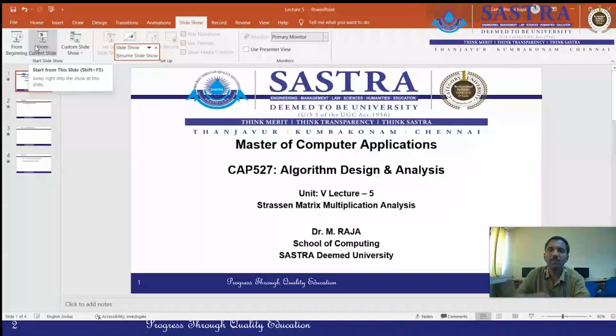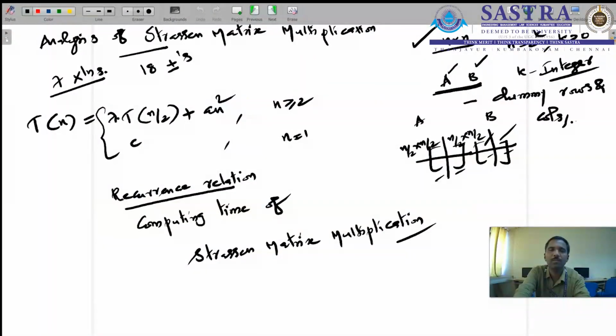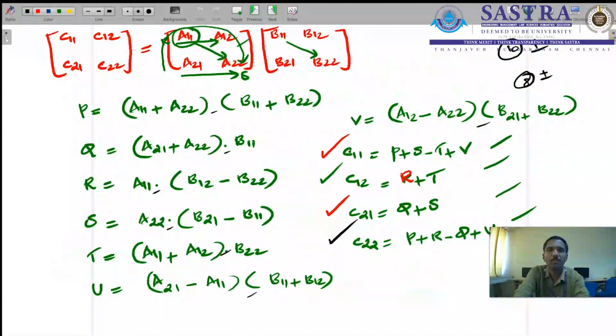Assuming T of n represents the computing time of n by n matrices multiplication, then T of n is obtained by applying the Strassen equations as we computed earlier. The intermediate calculations P, Q, R, S, T, U and V are used to find the main computations CIJs, that is C11, C12, C21 and C22.